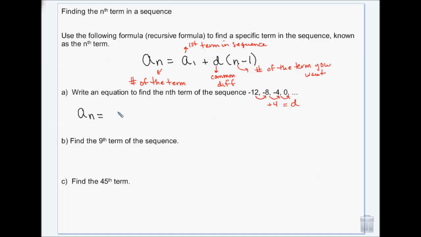So a sub n is equal to a sub 1, which is negative 12, plus 4, which is d, times n minus 1. So again, this is the first term, and this is the common difference.